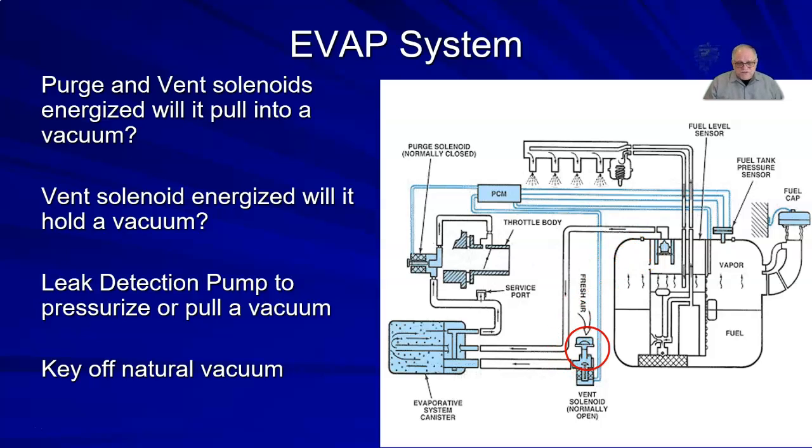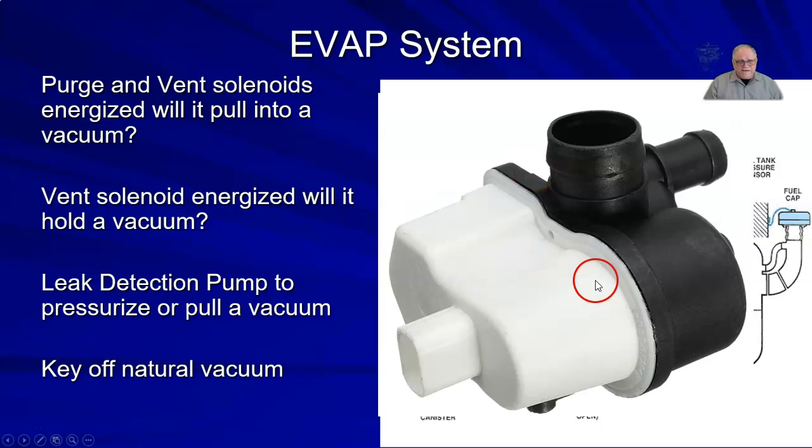Some of the manufacturers, instead of having a vent solenoid, are using a leak detection pump to either create a vacuum instead of using the vacuum from the engine, or they'll even pump some air in there to pressurize the system. Here's an image of a leak detection valve.